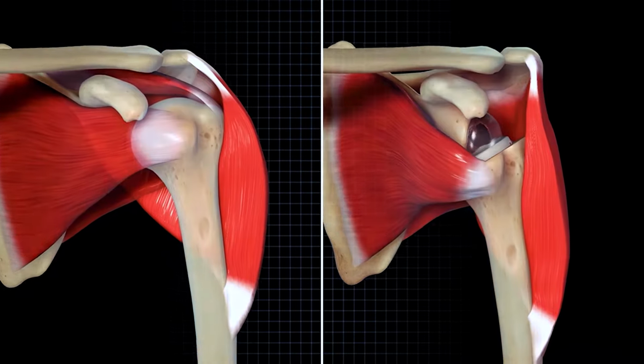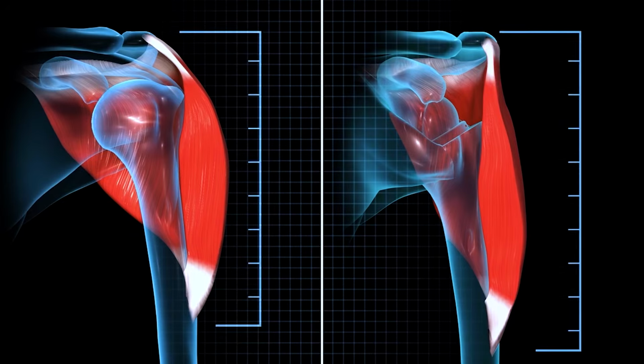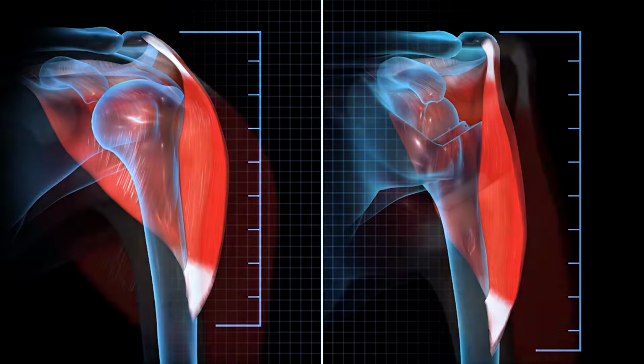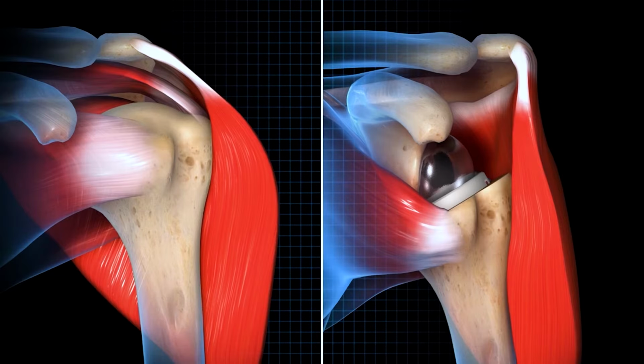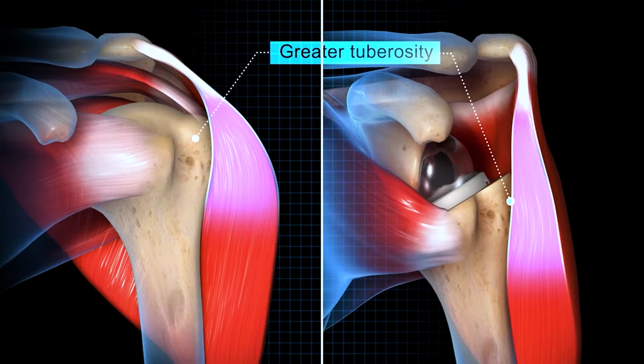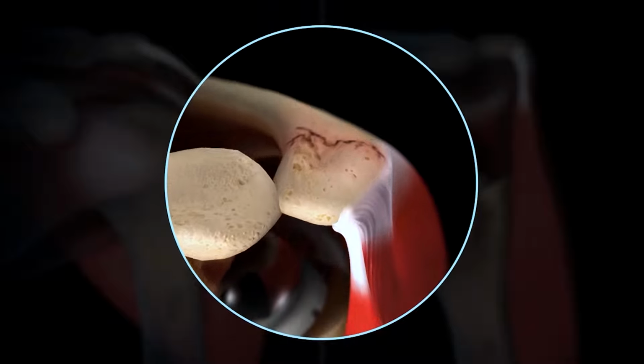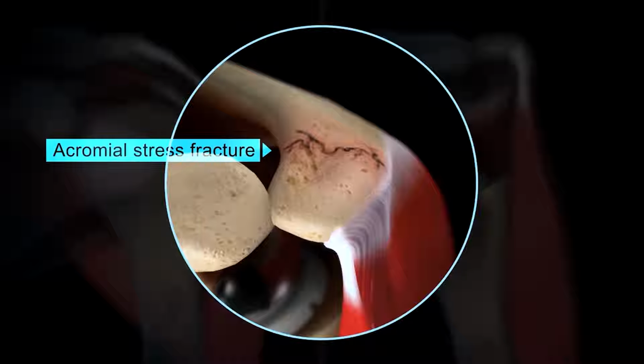Inferiorly shifting the center of rotation and humerus elongates the deltoid. Deltoid elongation improves muscle tone and has been suggested to increase strength and joint stability. However, deltoid elongation modifies the normal contour, decreases wrapping around the greater tuberosity, and creates cosmetic concerns. Excessive deltoid elongation may lead to acromial stress fractures.